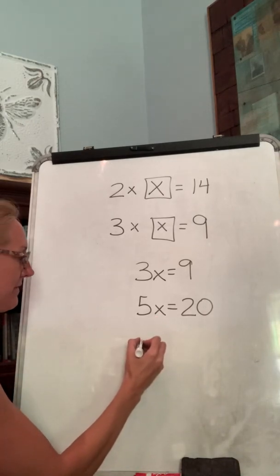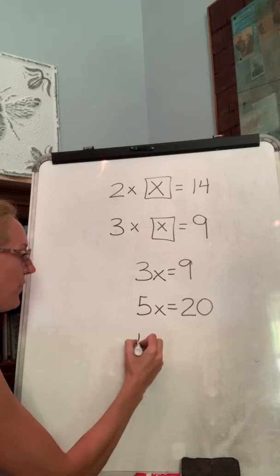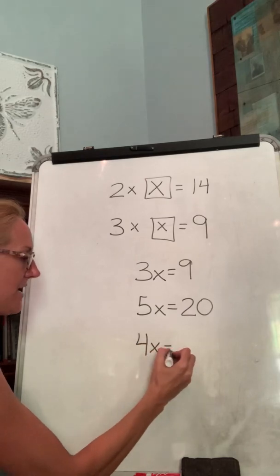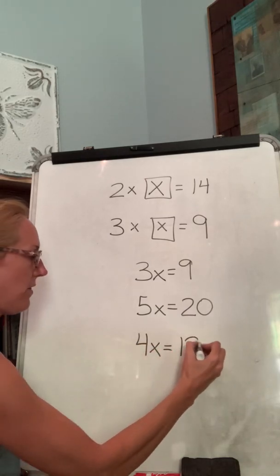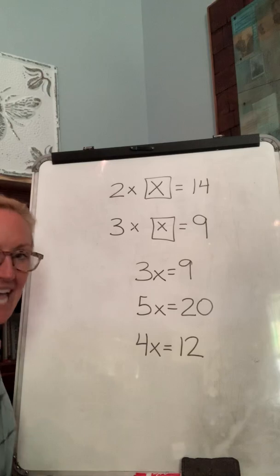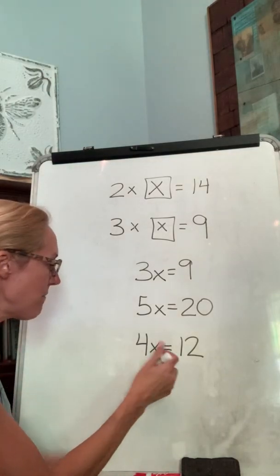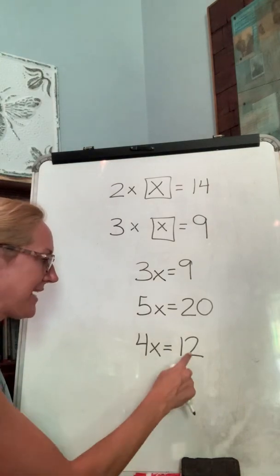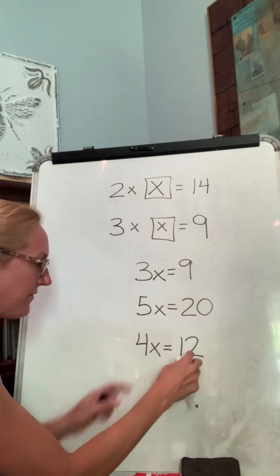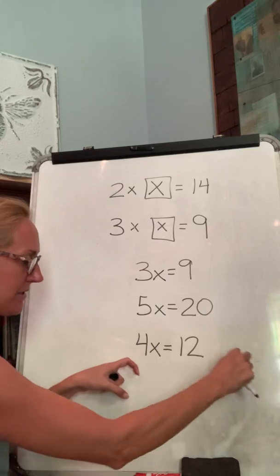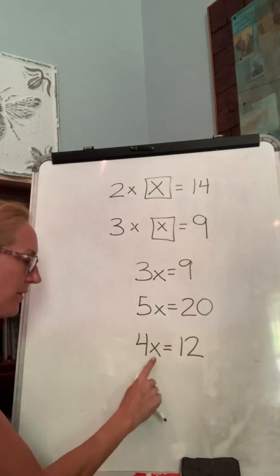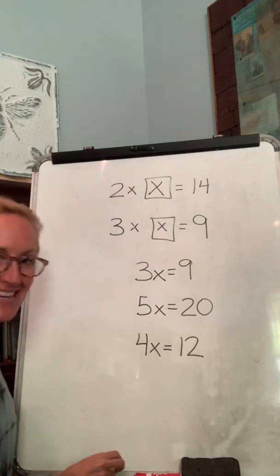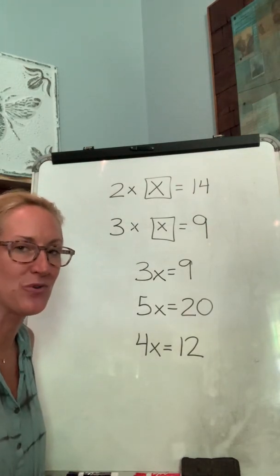How about 4x, 4 times this mystery number x, equals 12. So what is x? What is that other amount we're multiplying times 4 to get to 12? So again, you're going to have to take 12, divide it into 4 groups. How many will go in each group? That's x. Okay. So try this today, see how it goes, and we'll be practicing it in group as well.